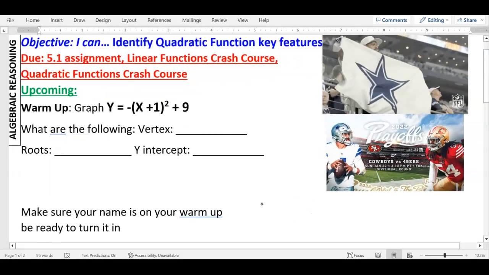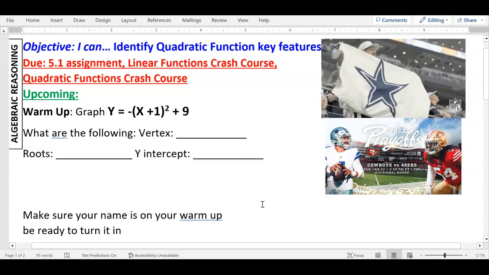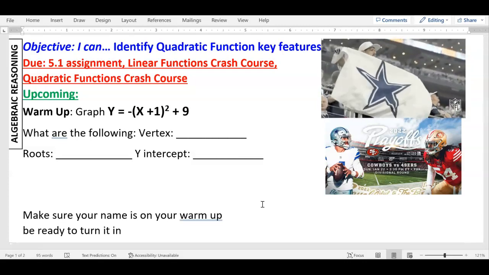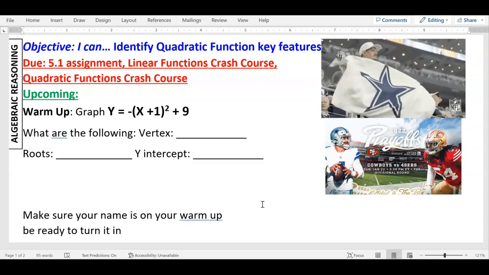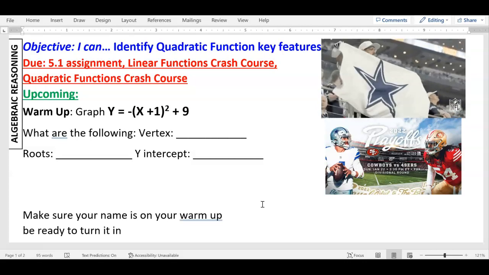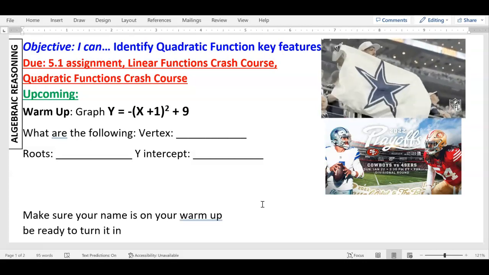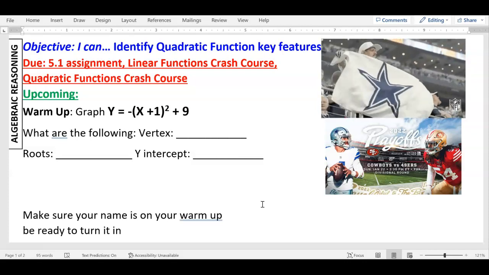Cool. So notice what's due at the top here. 5-1, linear functions crash course, and then yesterday you got the quadratic functions crash course. If you weren't here yesterday or you lost it, this is in the blue bin with yesterday's date, the 19th, right? So when we get to working independently today, you know what to work on. For sure it's that and anything that's missing. You got a grade sheet, so that tells you everything you're missing, okay?